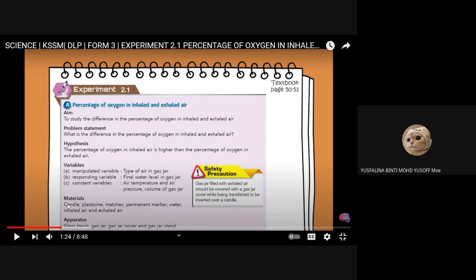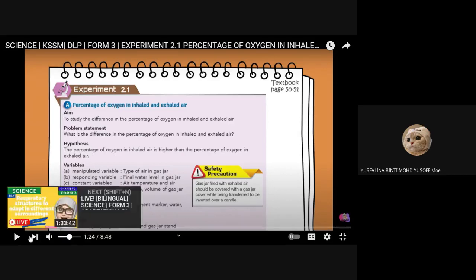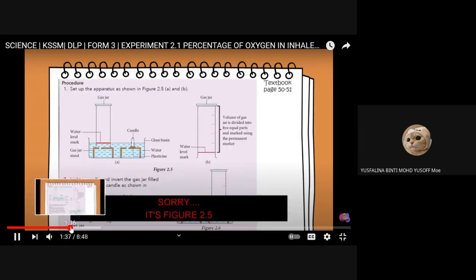So what we need is a candle, plasticine, matches, permanent marker, water, inhale air, and exhale air. Figure 2.1 is the apparatus. How we set up the apparatus: we put the water in the basin, and then we stick a candle here. Then we have a glass jar. Before that, we have to mark our glass jar with 5 equal marks. You can use a ruler and divide it into 5 equal marks here.